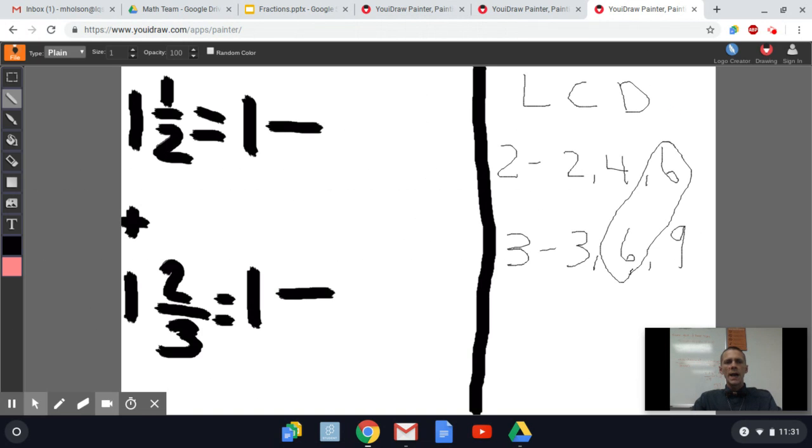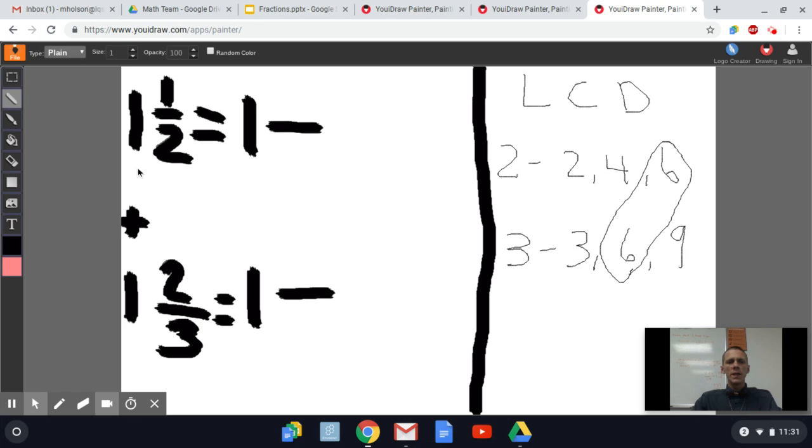So here we have 1 and 1/2 plus 1 and 2/3. So since I know that the bottoms here are different, I know I'm going to have to raise my fractions. So anytime the bottoms are different, I always put equal signs and I'll draw the blank fraction sign because I know I'm going to have to raise it and get a new denominator. So I'm going to have 2 new fractions.